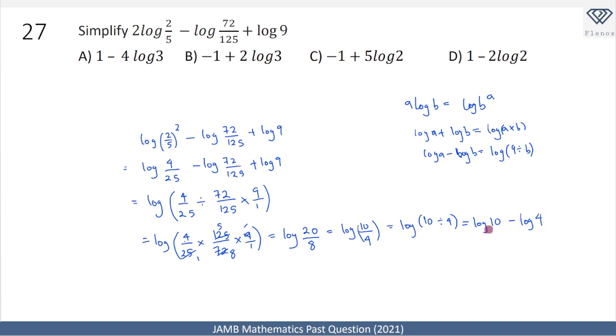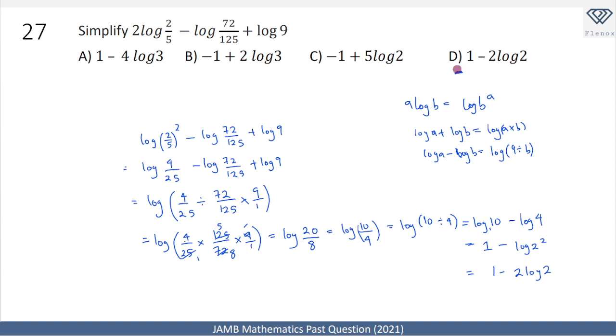Now, what is log 10? Since no base is given, we can assume that the base over here is base 10. So what is log 10 base 10? Log 10 base 10 is 1. And 4 can be written as what? 2 to the power of 2. And remember, from this first law, this also can be written by taking the exponent to the front of the log. So this also can be written as 1 minus 2 log 2. And that makes option D the correct option.